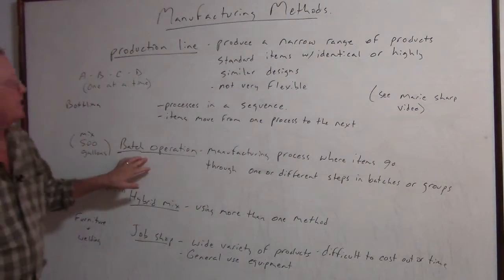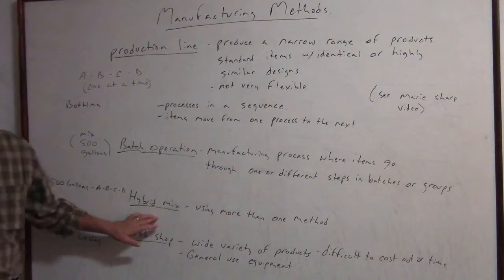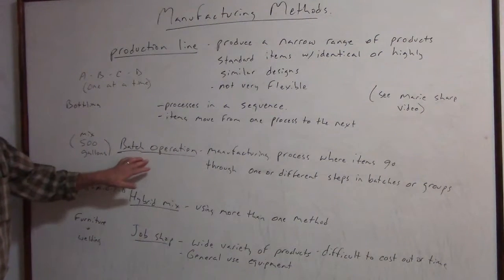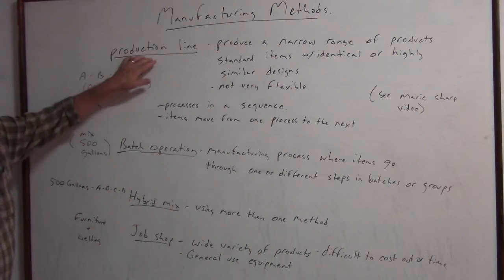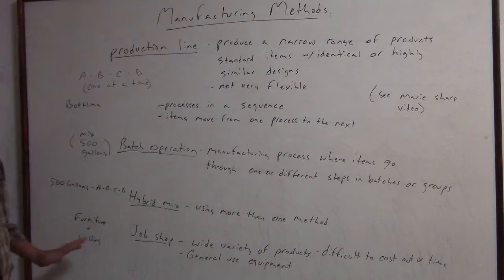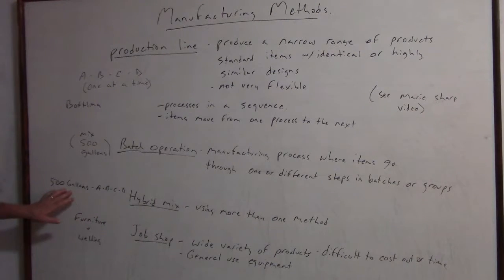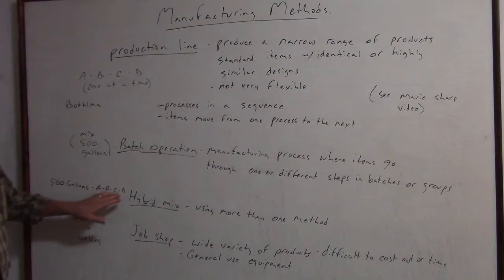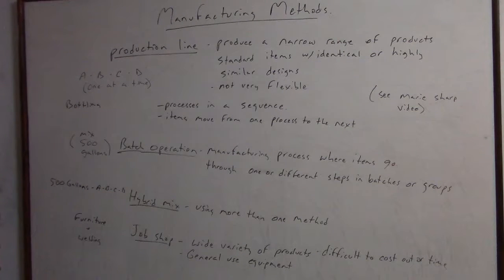So we start out with the batch operation, which turns this into a hybrid operation because we're beginning with the batch operation and then going to the production line operation. So that would be the hybrid. Starting out with 500 gallons of hot sauce and then going through the bottling, labeling process.